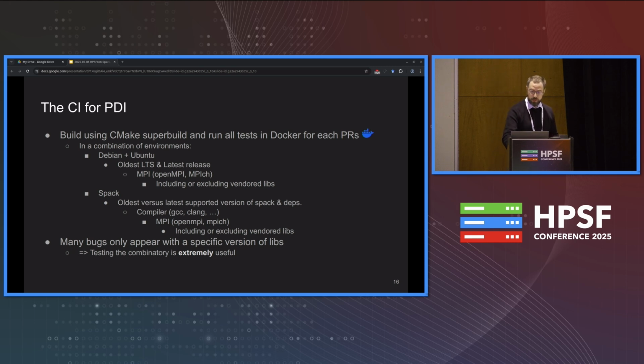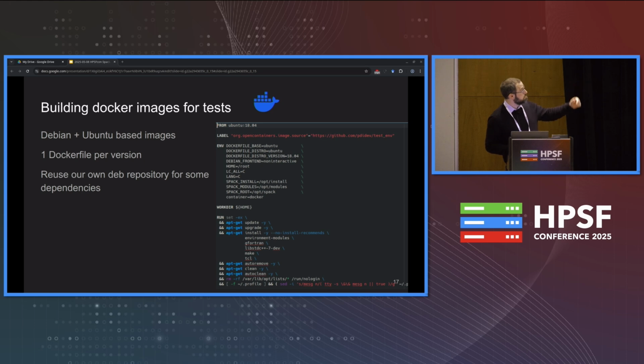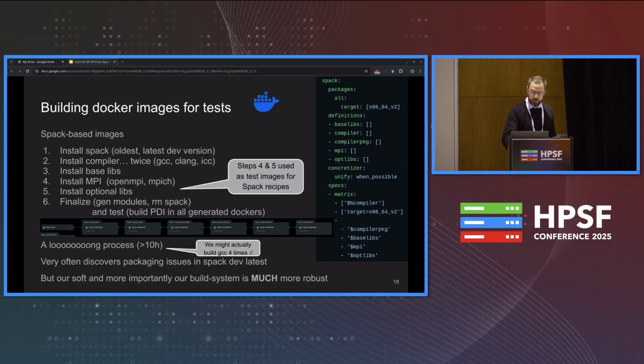So that's really useful. The way we build our image, well, for Debian and Ubuntu, it's pretty simple. For Docker, for Spack, it's a bit more complex. We want to create an environment where we can test things. And in this environment, we want our compiler and libraries. So we install the compiler twice. We install it once, and then we compile it with itself to be able to put it in an environment where everything is compiled with the same compiler.